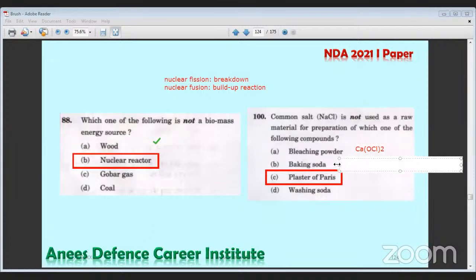Baking soda and washing soda, you should know these. Baking soda is sodium bicarbonate. What is the chemical formula for sodium bicarbonate? NaHCO3. Okay. And what is washing soda? Sodium bicarbonate is baking soda. Sodium carbonate is washing soda. So this will be Na2CO3. Okay, POP is left out of these.